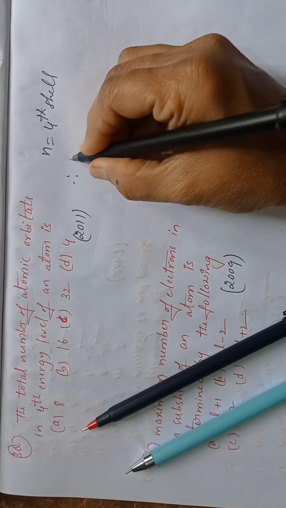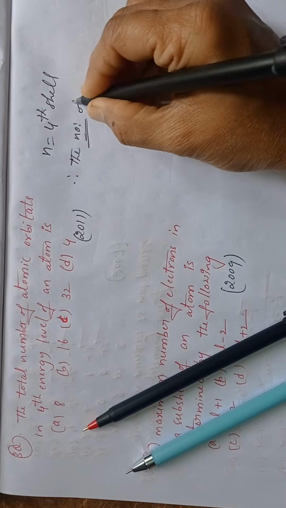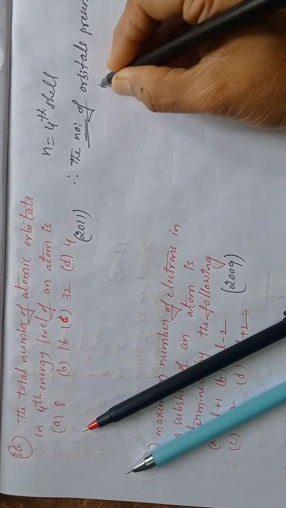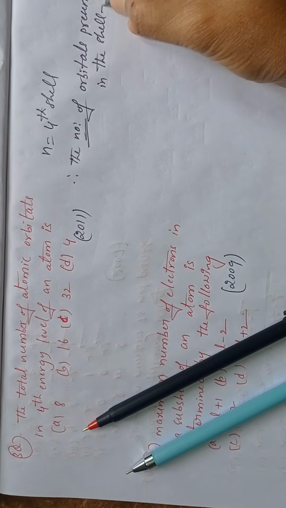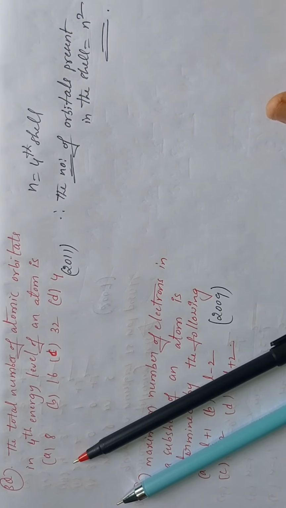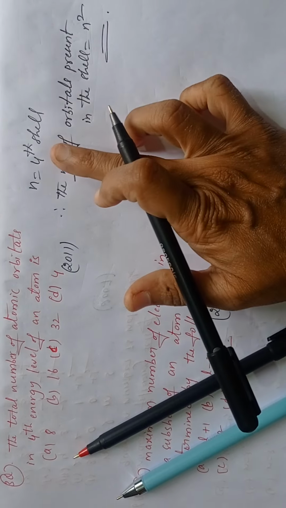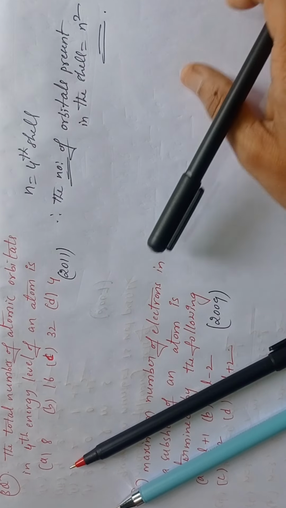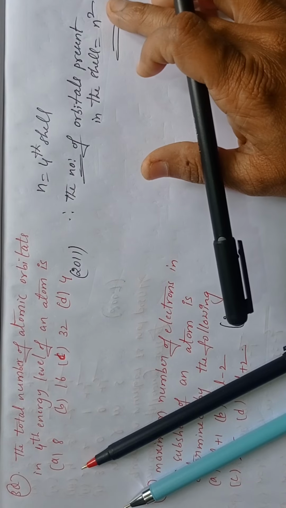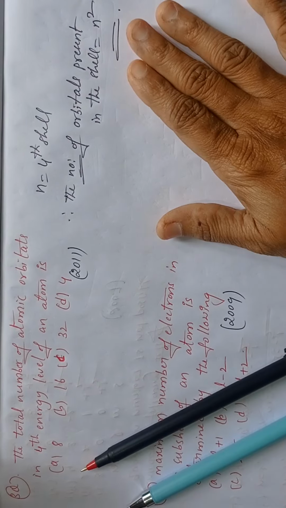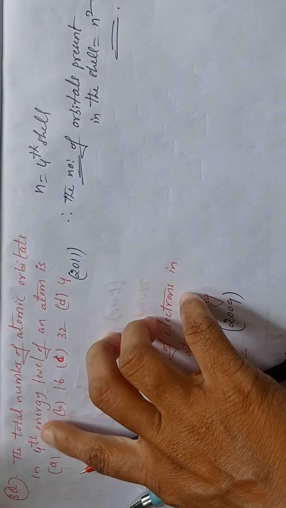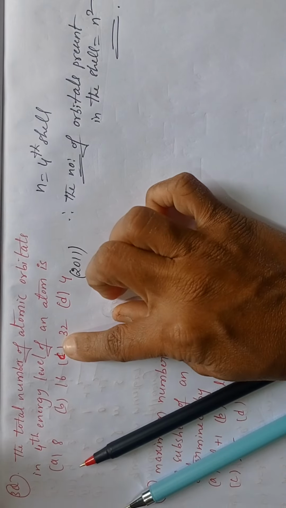Here a direct formula is there, students. The number of orbitals present in the nth shell is equal to n square. Based on this formula, students, we can calculate this type of problem. Just n is equal to which shell is given here? Fourth shell is given. So from this formula we can calculate how many orbitals are there in the fourth shell. The number of atomic orbitals present in the fourth energy level is nothing but the fourth shell.